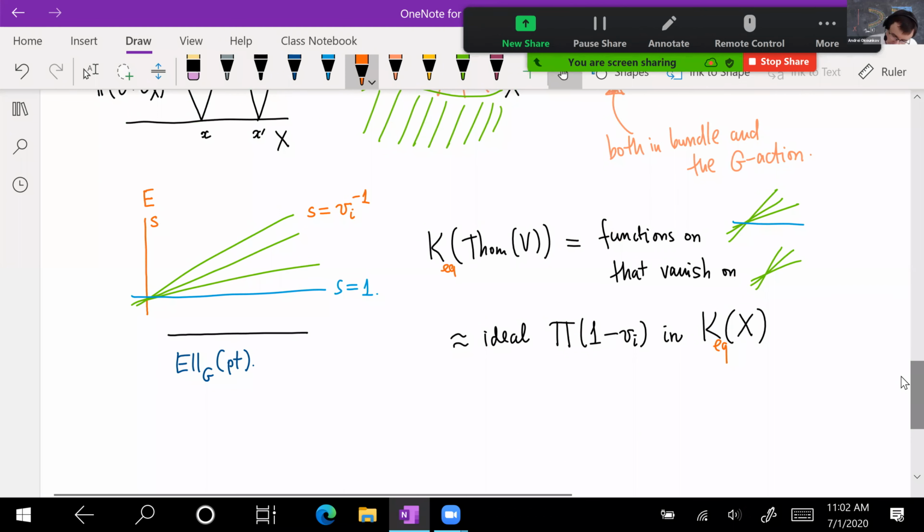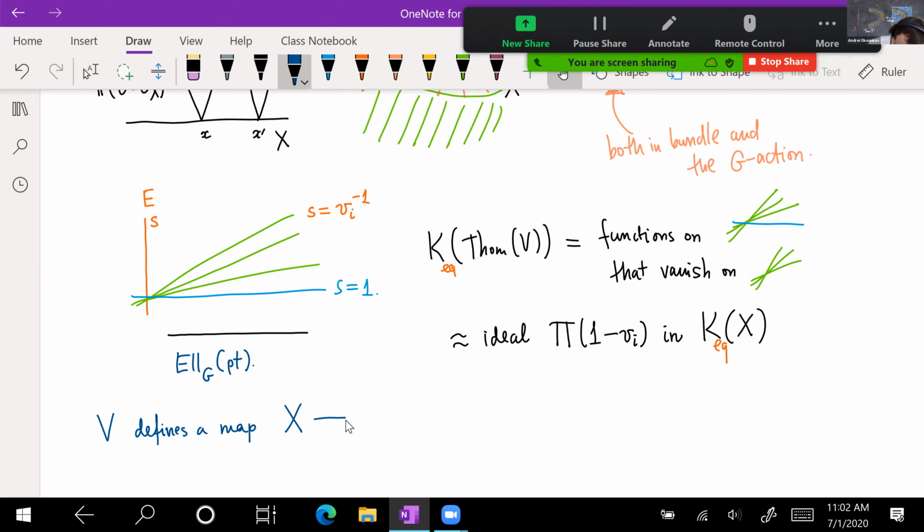is that you have, where do all these Chern classes live? So if I have a vector bundle, we talked about this last time. A vector bundle V defines a map from X to the classifying space of GL_r or U_r.